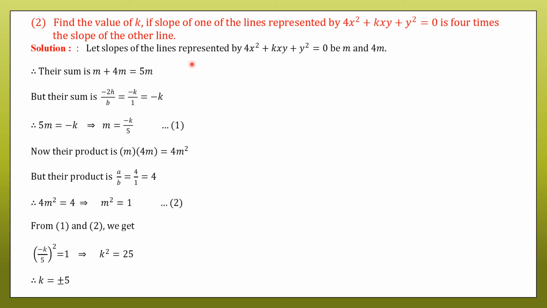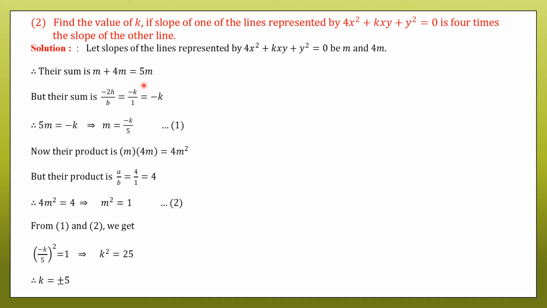Solution. Let the slopes of the lines represented by 4x square plus kxy plus y square equal to 0 be m1 equal to m and m2 equal to 4m according to the given condition. Their sum is m plus 4m equal to 5m. We know that the standard equation is ax square plus 2hxy plus by square equal to 0. Comparing, a equal to 4, 2h equal to k and b equal to 1. Their sum is m1 plus m2 equal to minus 2h divided by b. Putting these values, 2h equal to k and b equal to 1, we get minus k.